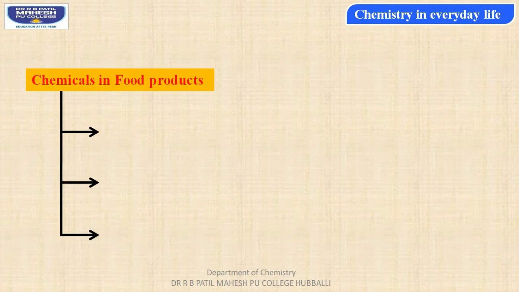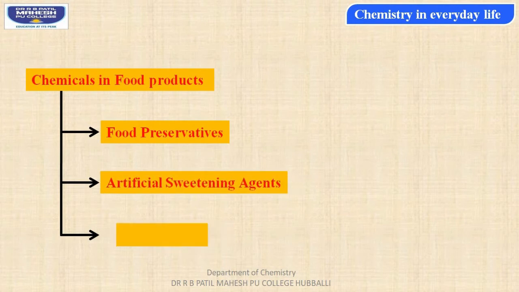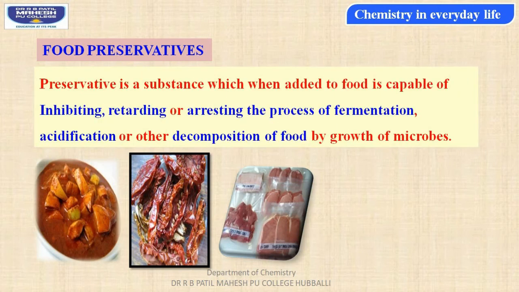Now students, let us study about chemicals in food products. Certain chemicals can be used for food preservation, some chemicals act as artificial sweetening agents, and even some act as antioxidants in food. Let us first discuss various food preservatives. A preservative is a substance which when added to food is capable of inhibiting, retarding or completely arresting the process of fermentation, acidification or decomposition of the foodstuff by growth of microbes. It can be bacteria, fungi or viruses. Thus, food preservative compounds increase the life of food items.